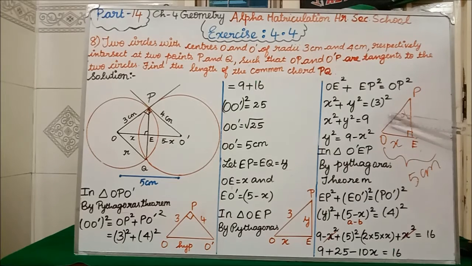Opposite the 90 degree, this is our hypotenuse. So hypotenuse side square, OP square is equal to OE square plus EP square. Clear? OE length is what? X. So x square. EP length is what? Y. So I have written y square. OP side we are having 3. So write here 3, the whole square. So x square plus y square equal to 3 square, which is 9. I am keeping this y square as it is and taking this x square to this side. So what will I have now? Y square equal to 9 minus x square I will have.